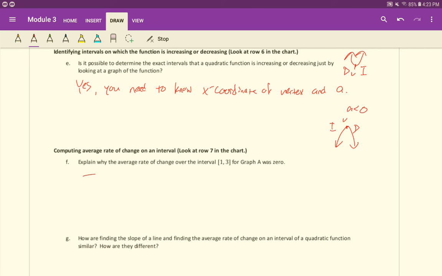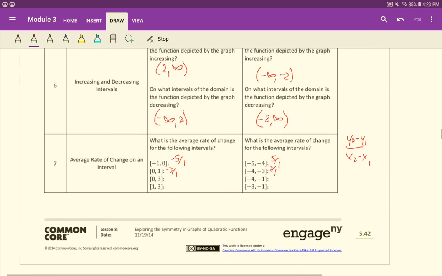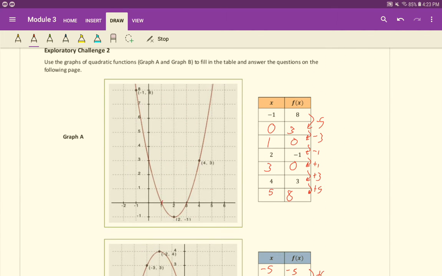All right, explain why the average rate of change on the interval from 1 to 3 for graph A was 0. We didn't do that one. We can do it now. I guess they kind of gave it away. So let's take a look at that one. From 1 to 3 for graph A is 0. Let's see what happens here. So from x equals 1 to x equals 3, why is this average rate of change 0?